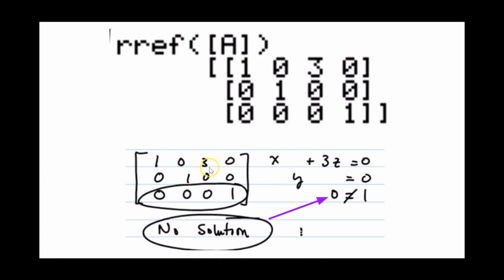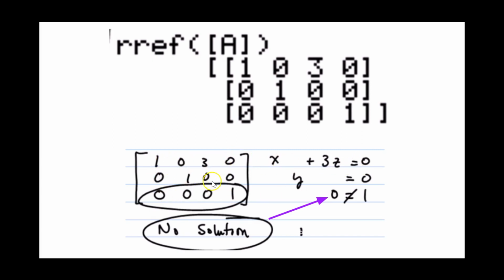So look how this reads out. X, no Y, but a 3 here. And remember, this column here represents Z. So we have X plus 3Z equals what? 0. That's how you write this equation in this form.